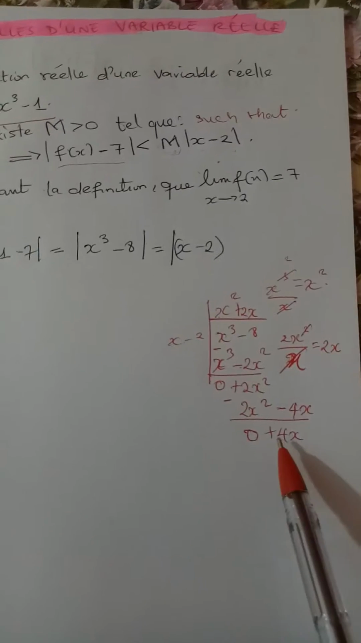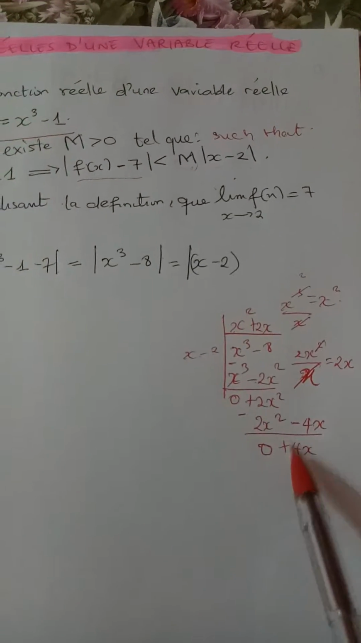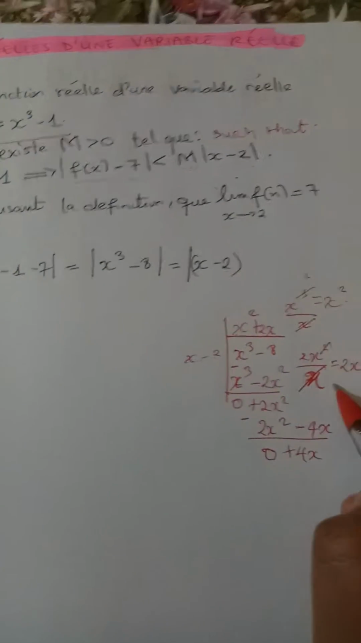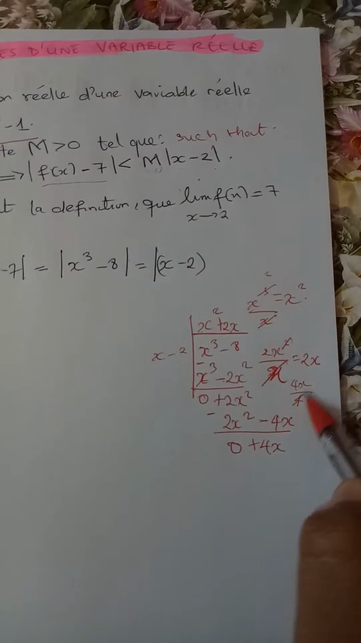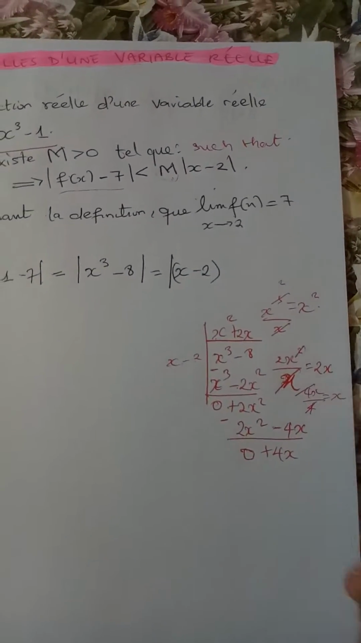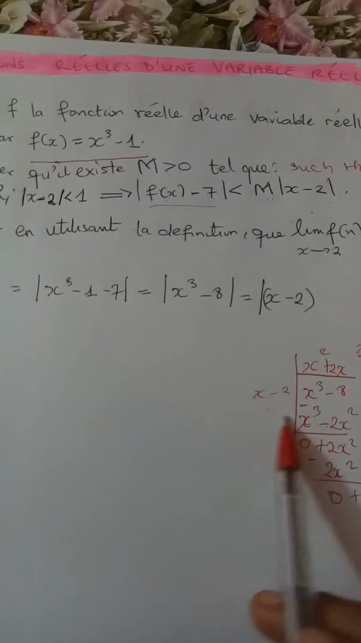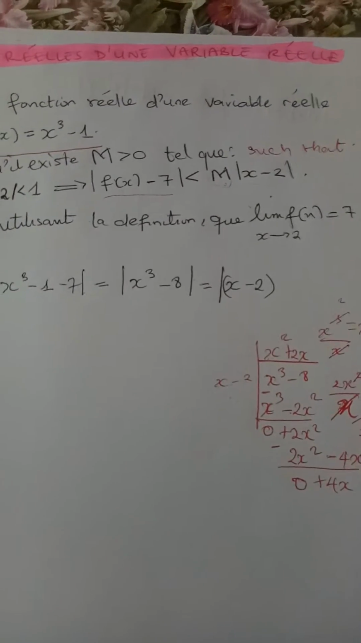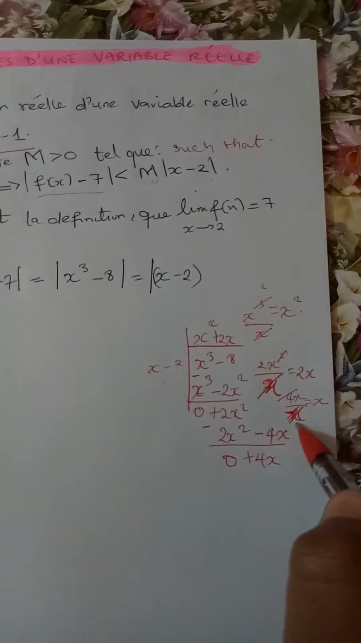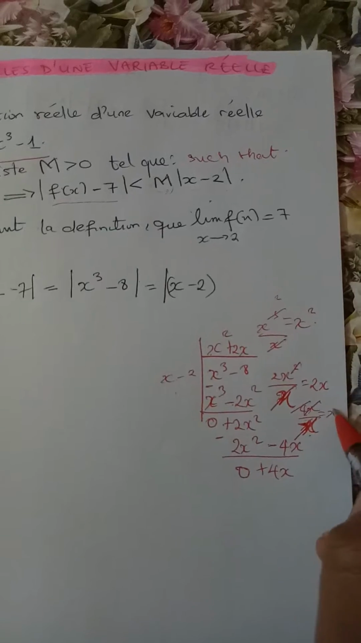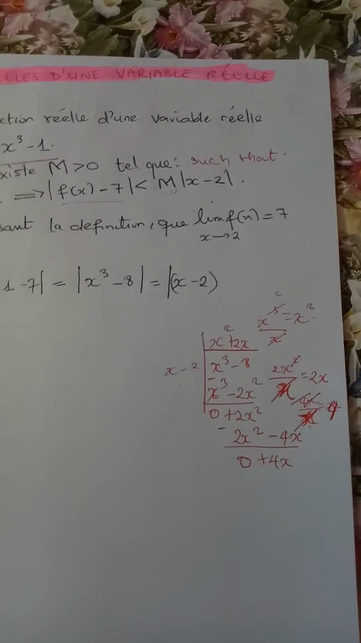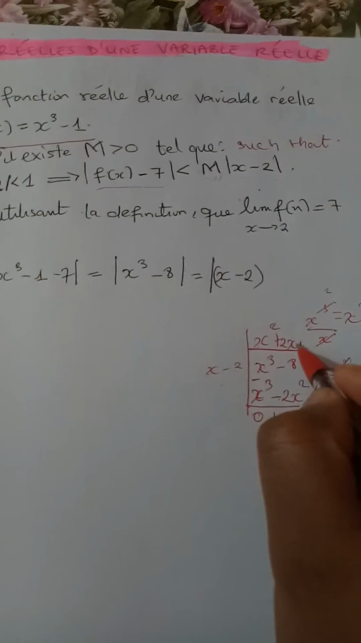I apply the same thing. I have 4x over x, it will give me 4. This will cancel, so I'm left with 4. So here I'll be having a positive 4.